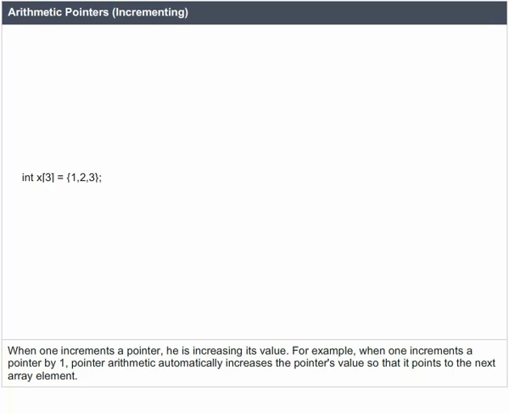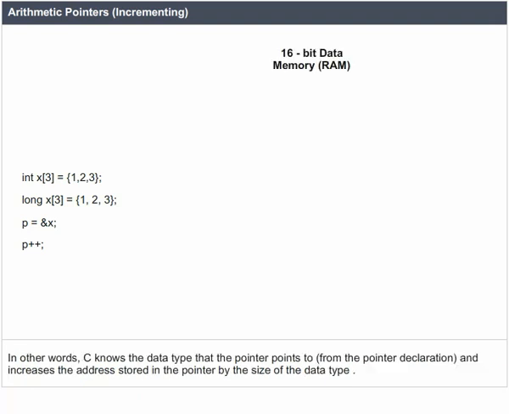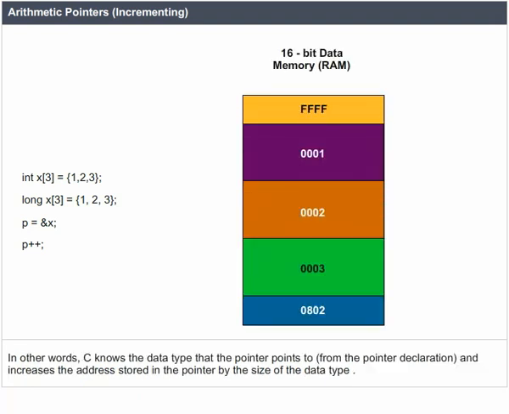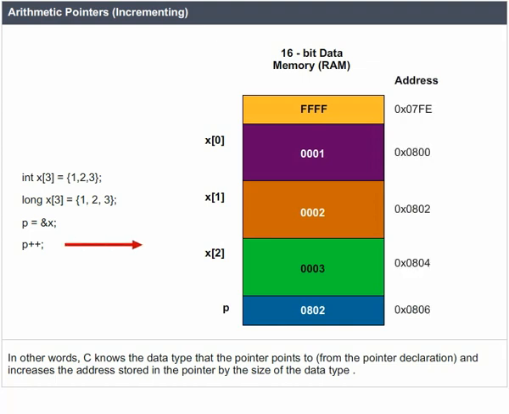Arithmetic pointers incrementing. When one increments a pointer, he is increasing its value. For example, when one increments a pointer by 1, pointer arithmetic automatically increases the pointer's value so that it points to the next array element. In other words, C knows the data type that the pointer points to from the pointer declaration and increases the address stored in the pointer by the size of the data type.